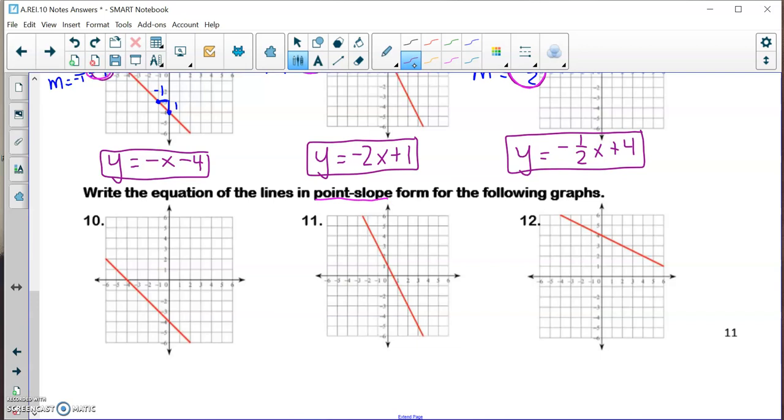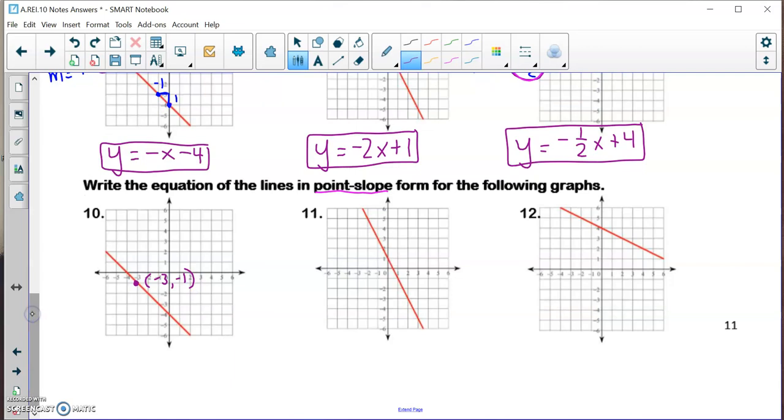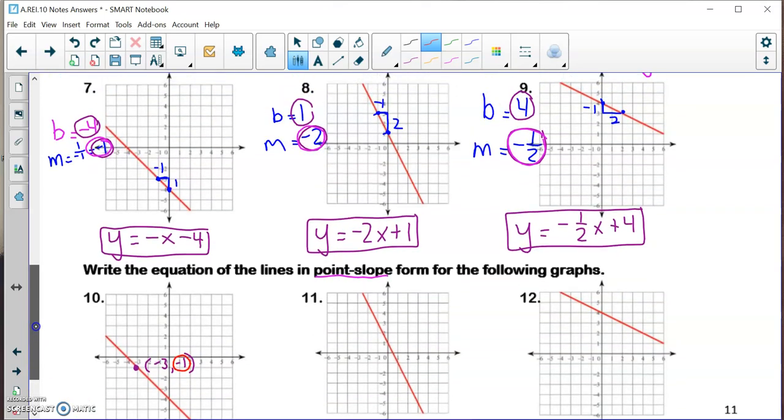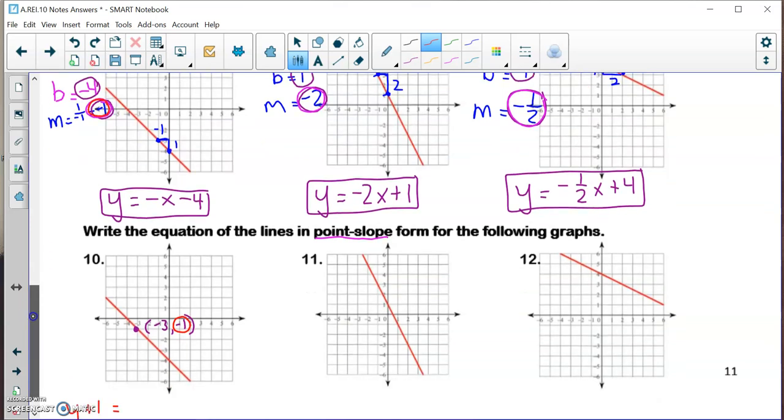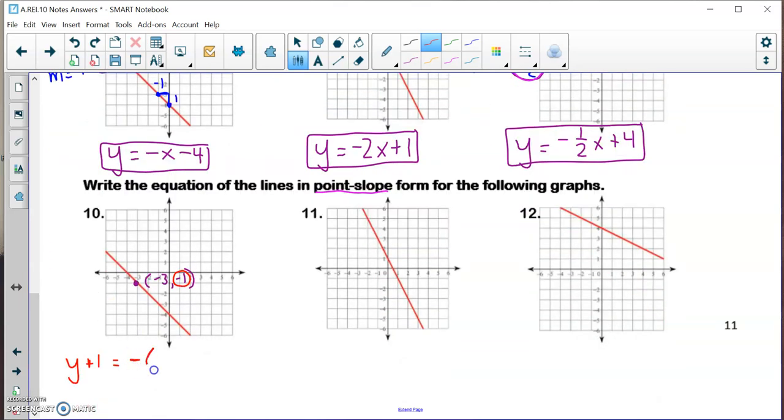For example, maybe you want to use this point here, which is the point -3, -1. If you chose that point, then your equation would be y minus the y value of that point, which would be a -1. Y minus a -1 is really a +1, is equal to your slope, which we found up here to be -1, times x minus the x value of the point that you chose, which in this case, x minus a -3 would be a +3.